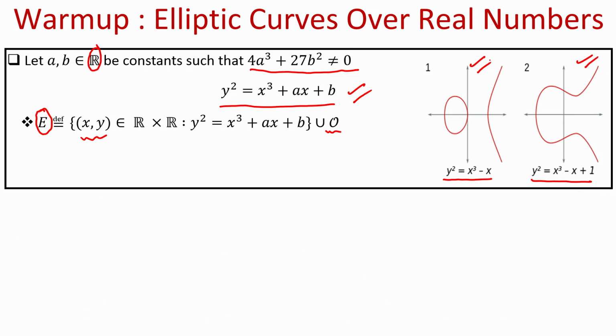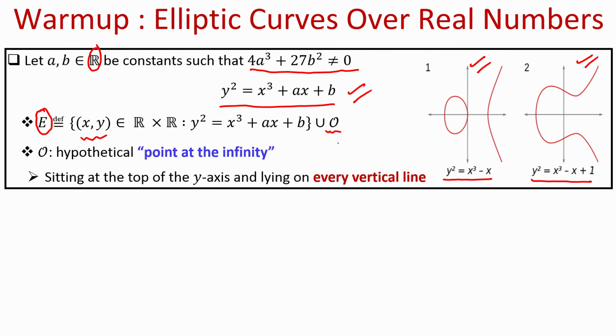So, once we have fixed the equation, E consists of all the x comma y real numbers which satisfy this equation, and along with that a special point which we denote as O. This special point O is called the point at infinity, which is kind of an imaginary point which you can imagine sitting at the top of the y axis and lying on every vertical line. You can imagine that every vertical line will eventually meet at a horizon at a single point, and that point where all the vertical lines meet is considered the point at infinity, which we denote by this special notation O. That is how I construct the set E.